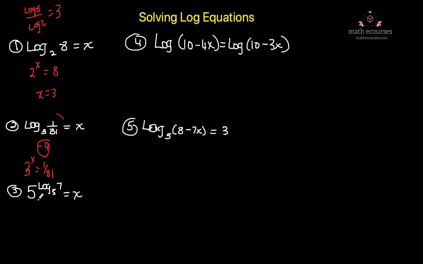Number 3, we would use the properties of logs to solve these. Log base 5 and 5 to the power would cancel. Remember, because that's a 5 and a 5, so x would be 7.